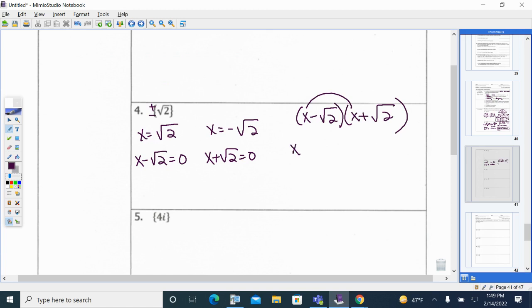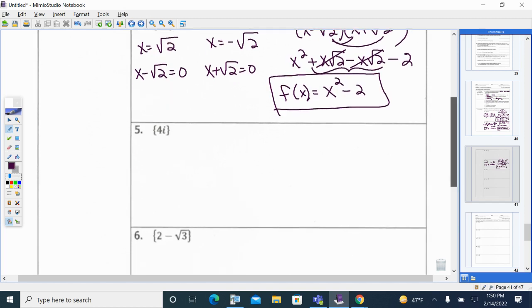X times x is x squared. X times a positive radical 2 is x radical 2. The negative radical 2 times a positive x is negative x radical 2. And then lastly, we've got negative radical 2 times a positive radical 2, which is negative 2. Remember that when you take a radical times itself, the radical sign goes away and you're left with just the number. For your like terms in the middle, they are opposites and they are going to subtract out, leaving us with just x squared minus 2 for our solution.